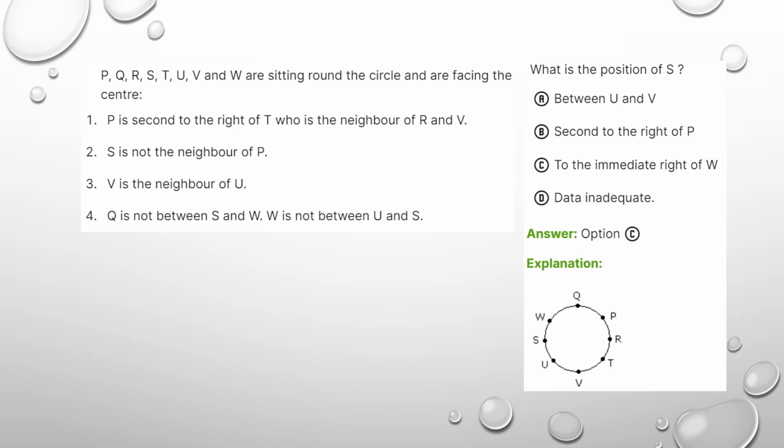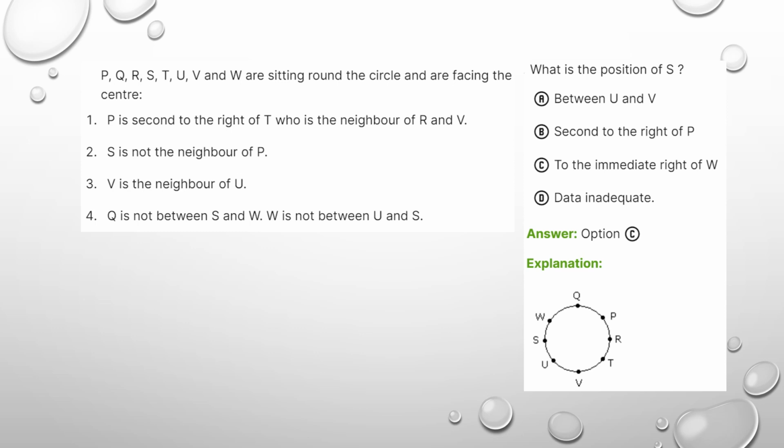Yes, in the same question, you have one more sub question indicating the position, which is described among the 4 options. You have to pick the right answer. Between U and V, no, it is wrong. And second option, second to the right of P.